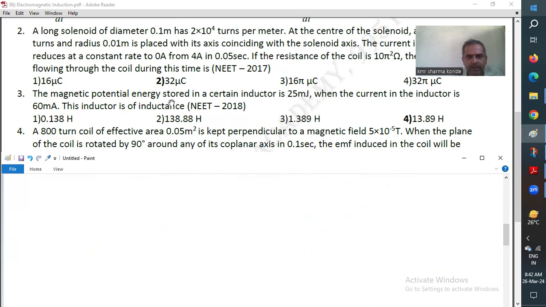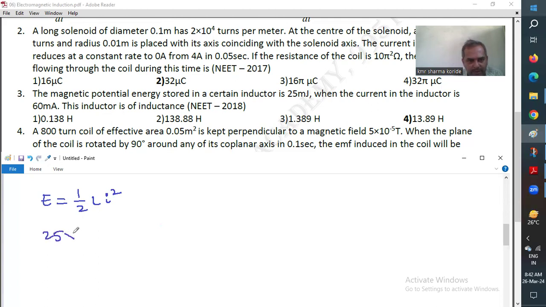The magnetic potential energy stored in a certain inductor is 25 millijoule when the current in the inductor is 60 milliamperes. So this inductor is of what inductance? We need to find out the inductance. Magnetic potential energy stored in the inductor is half Li square. So E is the energy mentioned.